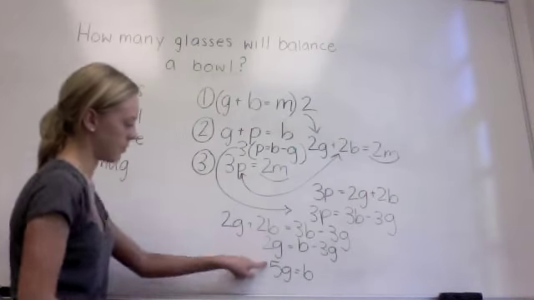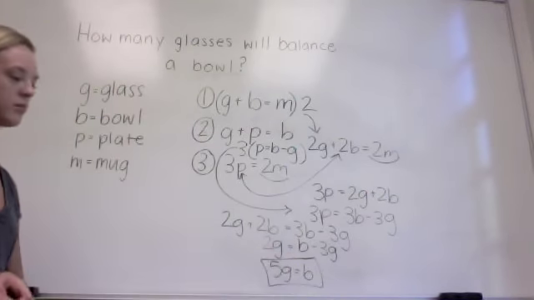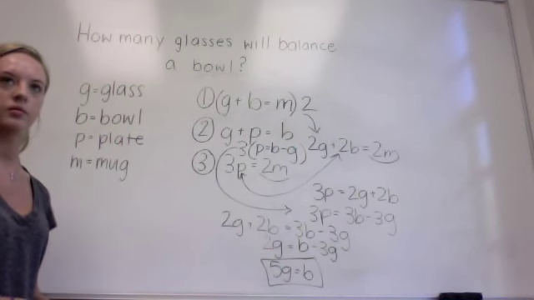And what does this mean in relation to our problem? That means how many glasses will balance a bowl? For one bowl, it balances 5 glasses. So 5 glasses balance one bowl.